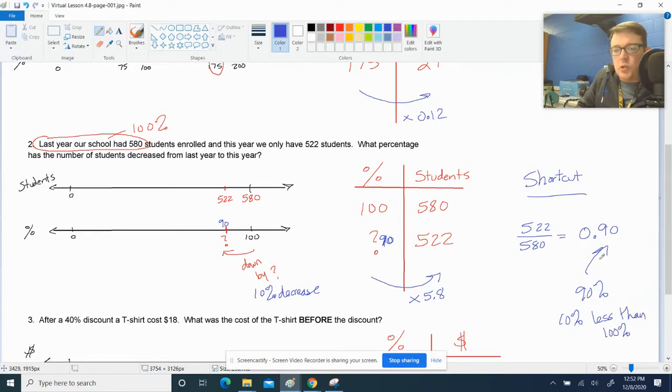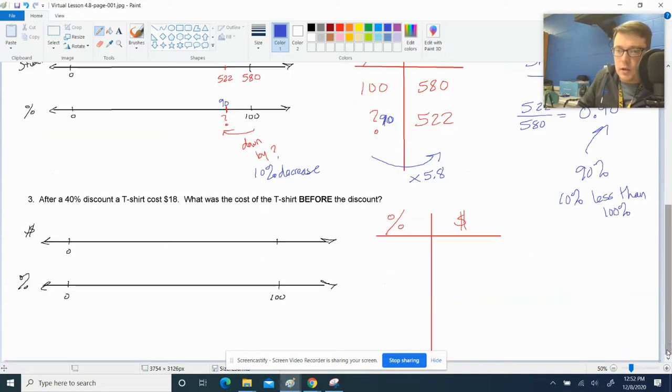So sometimes the shortcut is not as clear cut as maybe the double number line or the table. In this case, sometimes the shortcut is not easy. You might have thought 580 divided by 522. That could have got you in the wrong boat. So it doesn't hurt to draw the double number line just to make sure that you're on track, or do the table. Whatever works best for you. There's lots of different options here.